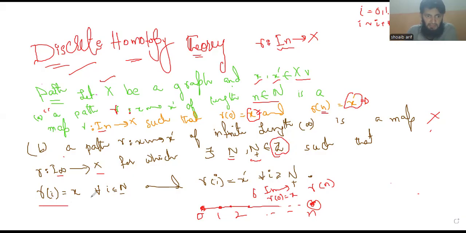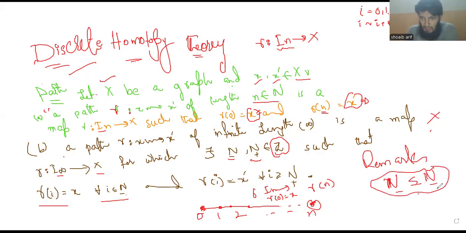gamma of i is equal to x for all i less than or equal to n minus, and gamma of i is equal to x prime for all i greater than or equal to n plus. Remark: n minus, this integer, should be less than or equal to n plus.